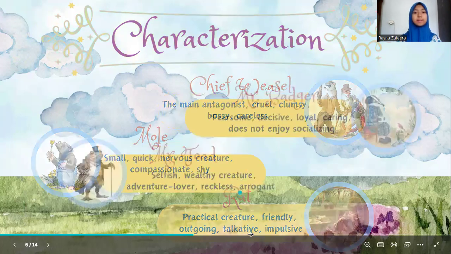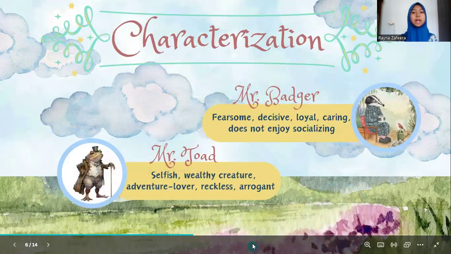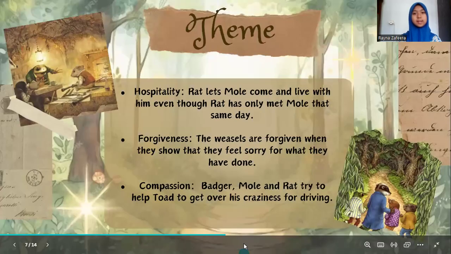Now, let me introduce you to Mr. Badger. Mr. Badger is fearsome, decisive, loyal, caring, and does not enjoy socializing. And last, we have Mr. Toad. Mr. Toad is selfish, wealthy, an adventure lover, reckless, and arrogant. The next topic is theme.